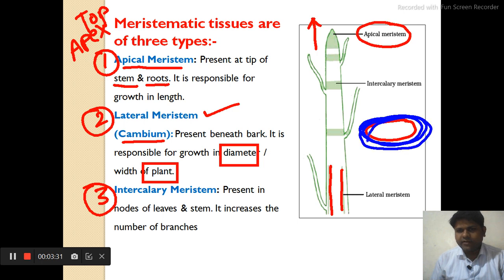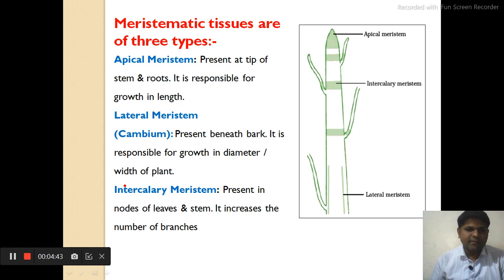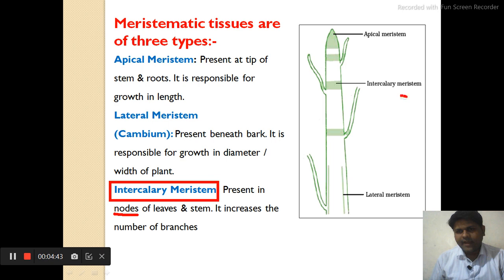So likewise it will be dividing and the overall width of the plant will be increased. Okay, and the third type of meristematic tissue is intercalary meristem. So the intercalary meristem is present at the node of the plant. So what is the node of the plant? Let me draw a diagram here.